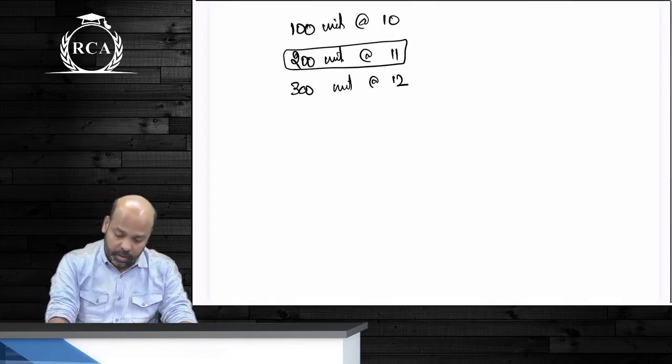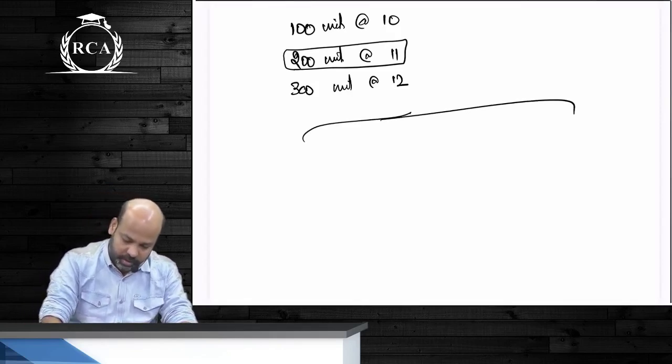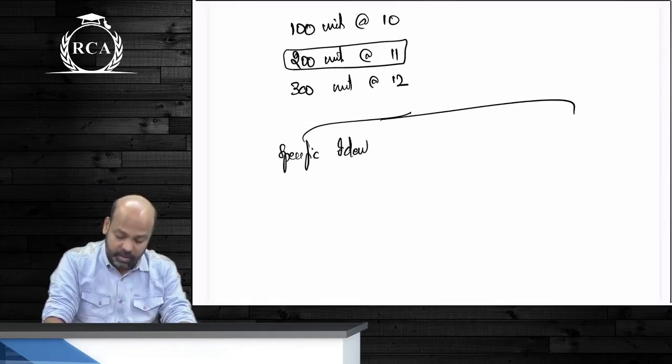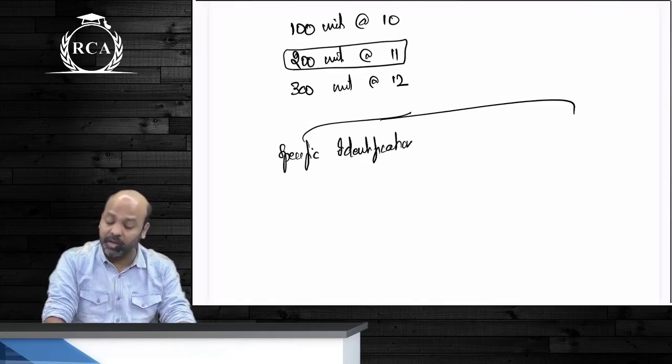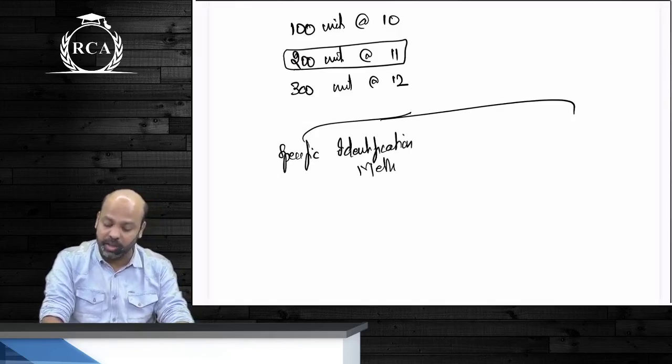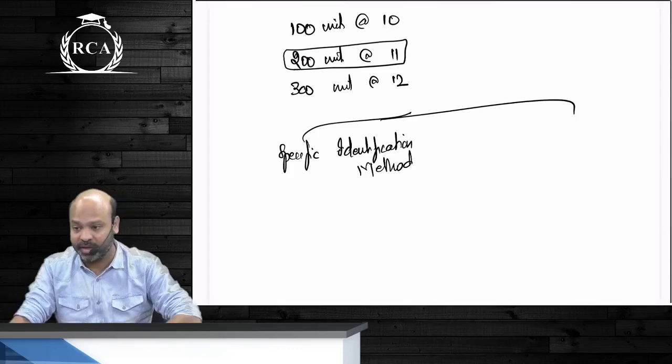What you have learned earlier, or what I'll be explaining again, there's something called as specific identification method. I'm not using the word inventories, not ordinarily interchangeable. I'll use that word when I do AS2 inventories.